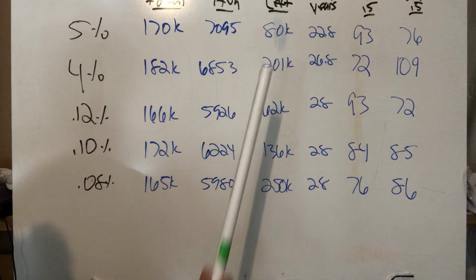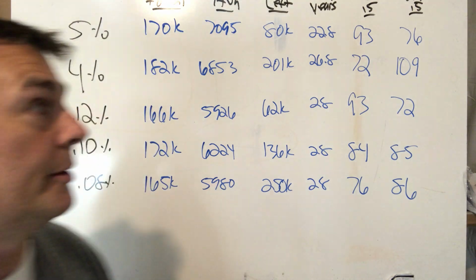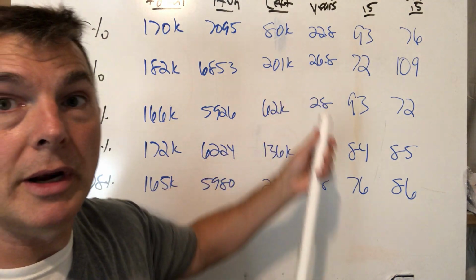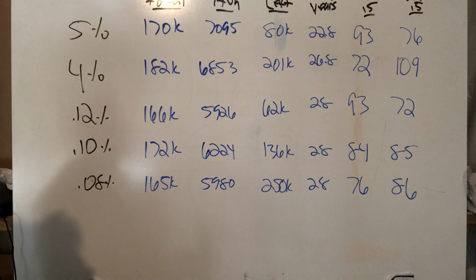The 5% rule, we only had $80,000 left. All right, so you can see how that works. So you initially say, well, we got more money, less risk, and we left more money in the 4% rule. The 4% is better. Watch out.